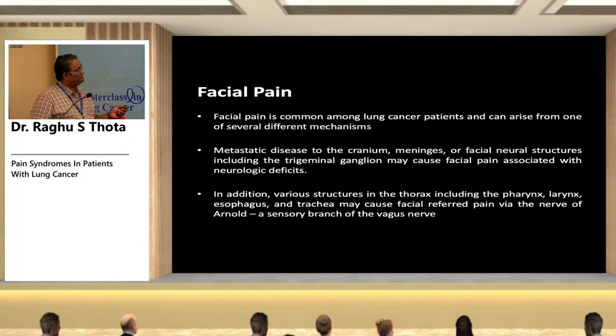Facial pain, again, is also common among lung cancer patients and can arise from several different mechanisms. Metastatic disease to the cranium, the meninges, or facial neural structures, including the trigeminal ganglion, may cause facial pain associated with neurological deficits. In addition, various structures in the thorax, including the pharynx, larynx, esophagus, and trachea, may cause facial referred pain via the nerve of Arnold, which is a sensory branch of the vagus nerve.